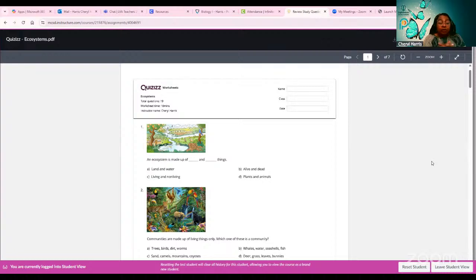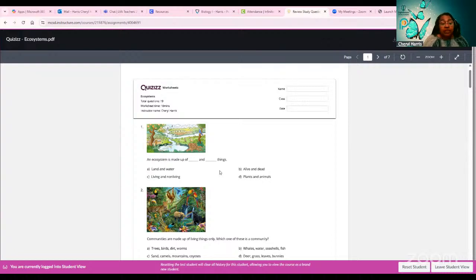What you can do, if you can download these in such a way that you can edit them, then you can just highlight your answers. Or if you can't highlight your answers, you want to give the title ecosystems, and then number it 1 through 19 so that you can give me the letters. But I prefer that you do it this way and just highlight your answers. That's easier for me. But do what works for you.